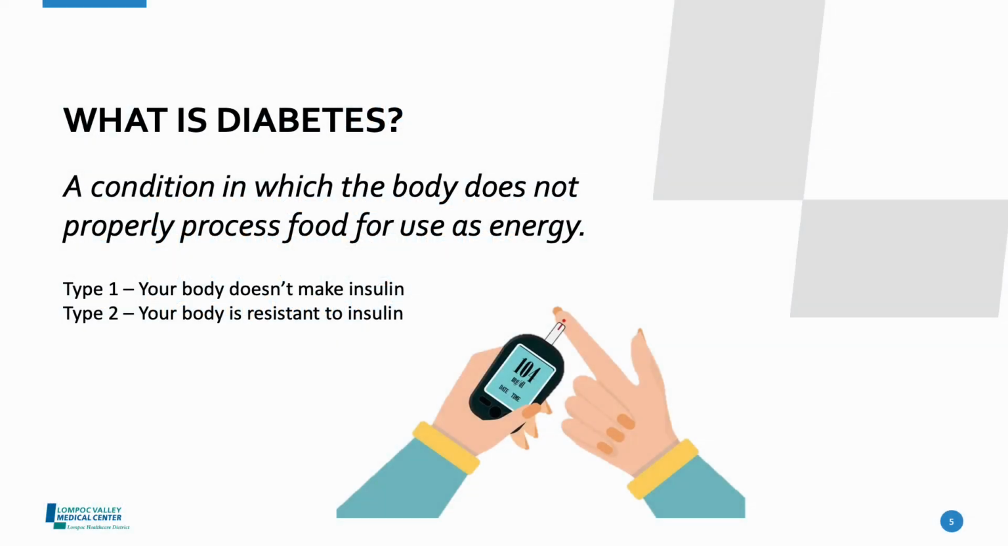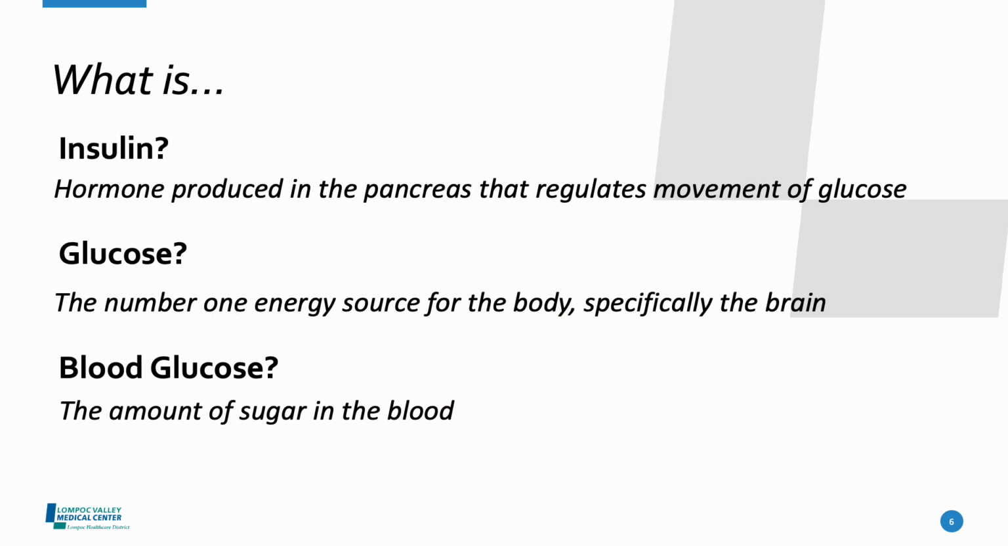Let's start with the definition of diabetes. Diabetes is a condition in which the body does not properly process food for use as energy. In order to better understand diabetes, it is important to define 3 main terms: insulin, glucose, and blood glucose. Insulin is the hormone produced in the pancreas that regulates the movement of glucose. Glucose is the #1 energy source for the body, specifically the brain. Blood glucose is the amount of sugar found in the blood.